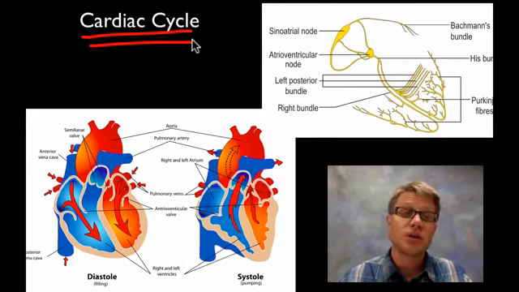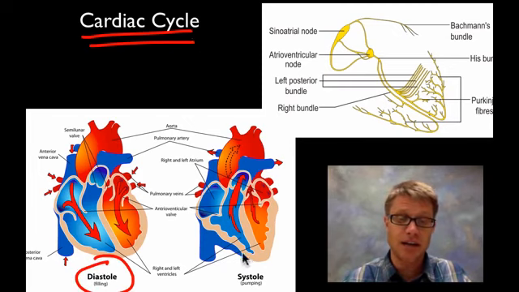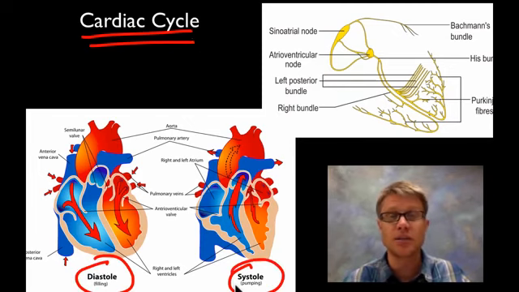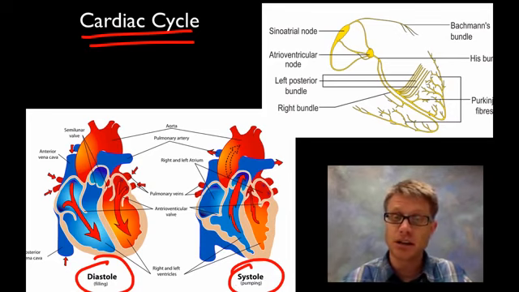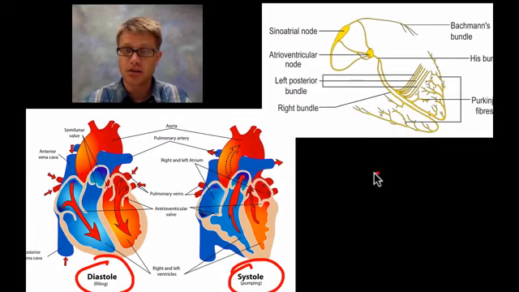Okay, your heart goes through what's called a cardiac cycle. Cardiac cycle is going to have two parts to it. It has diastole and systole. Diastole means filling, and systole means pumping. And so let's say that you were to take a turkey baster. So a turkey baster looks kind of like this.